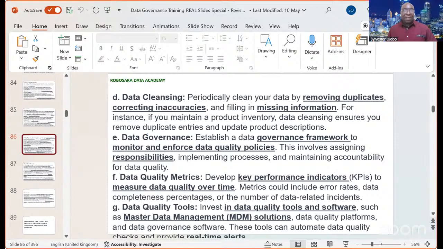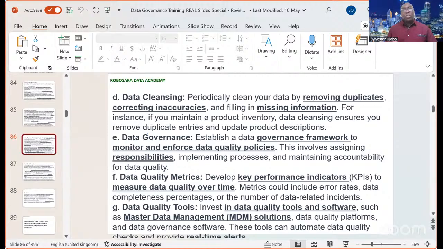And then also we have data quality tools. These are tools and software you use, such as Master Data Management, MDM solutions. It gives you data quality platforms, where you can easily look at your quality of data, whether it's good or not, or it lacks some key quality dimensions or is having issues. Because the tools will flash them out.